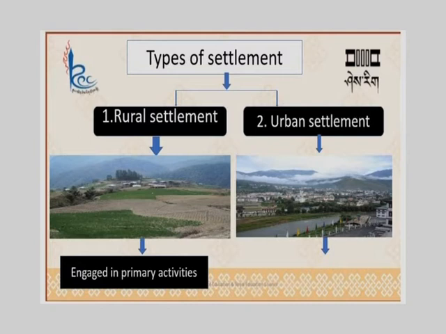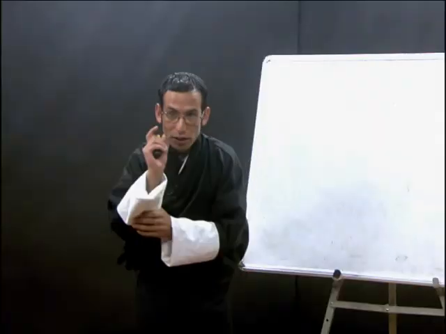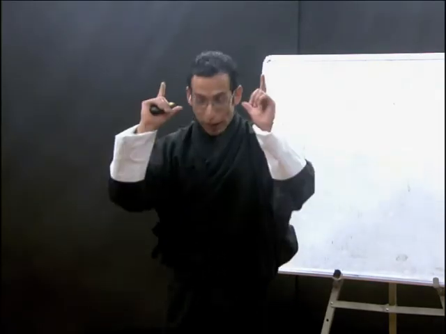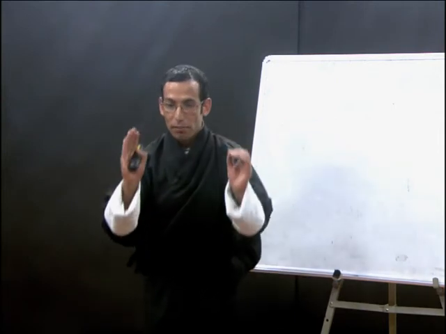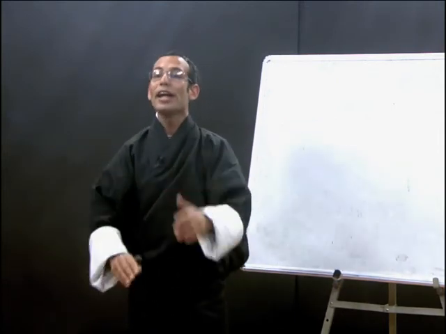You see, rural settlement is based on agricultural activity; we can call rural settlement a single-activity settlement. Single activity here means the population in rural areas is mainly engaged in primary activities, which are agriculture, fishing, mining, livestock and so on. These are primary activities. People are mainly engaged in primary activities.